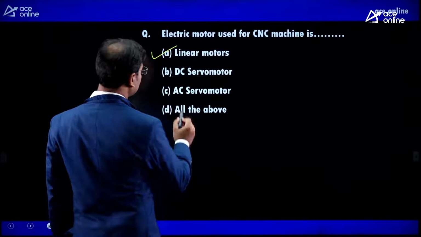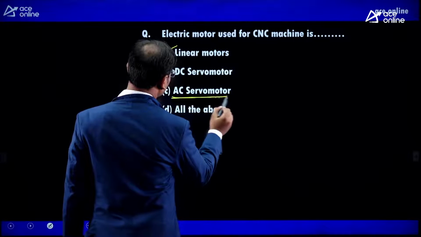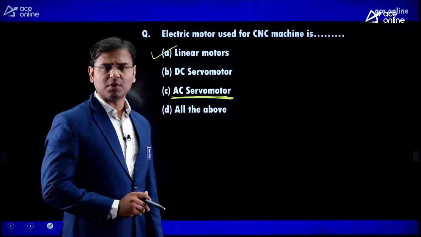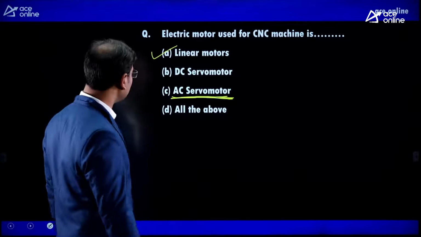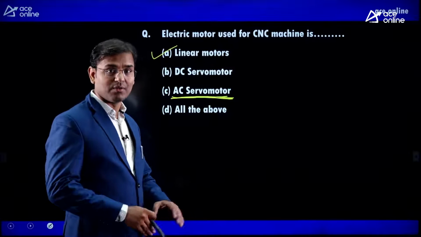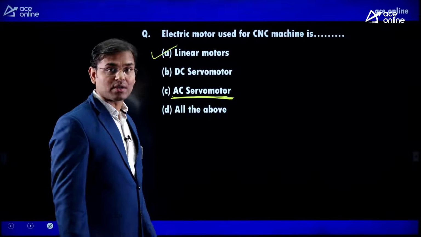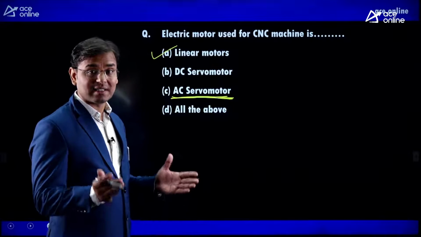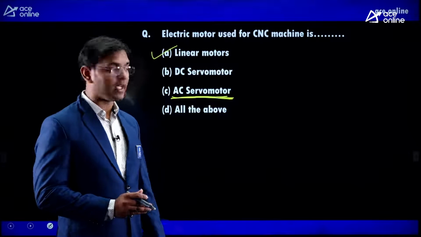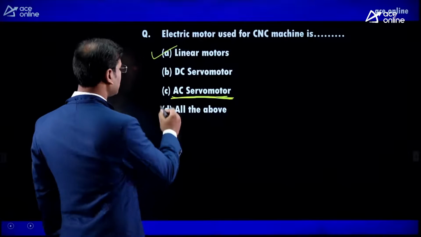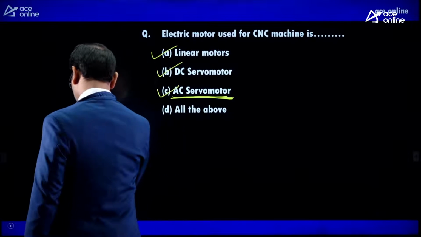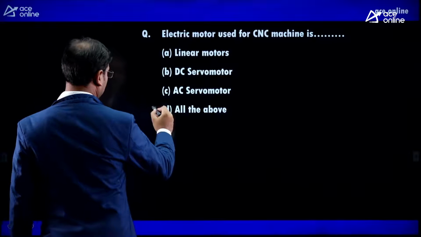Now between DC and AC, the AC servo motor is most commonly used, because the maintenance cost for an AC servo motor is very low as compared to DC. But initially we used the DC servo motor also, and for your exam more numericals are not there, but if you know them, many numericals are available on the DC servo motor. Okay, AC is used and DC is also used, hence the correct answer is: all of the above.